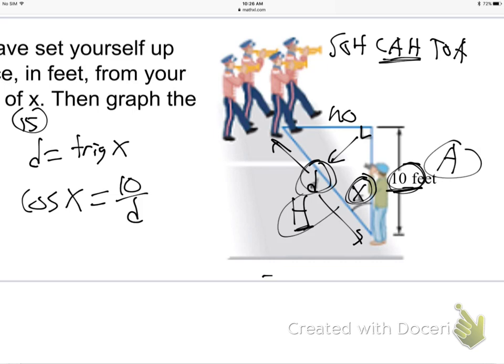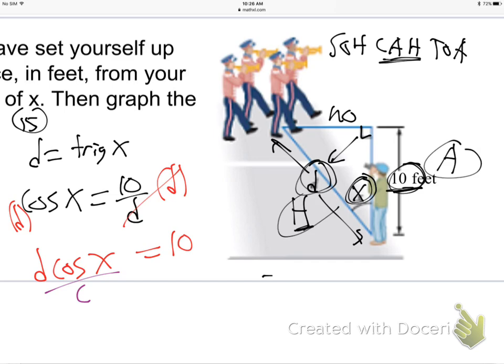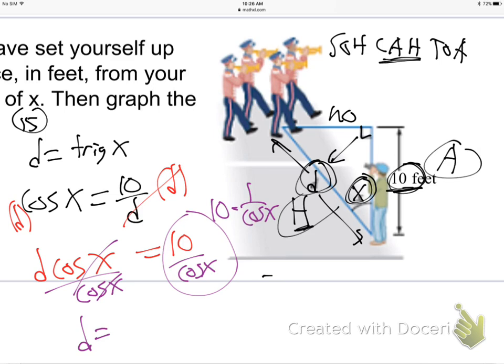Now, how do you solve that for D? Multiply by D on both sides. It cancels here, and I get D cos X is 10. Good so far? I just multiplied both sides by D, canceled it on the one side, and it's on the other side now. How do you finish getting D alone? We've got to divide by the cosine. Boom, D's alone. Now, you can leave it this way, that's true, but that's the same thing as 10 times 1 over cosine, right? 10 over cosine, 10 times 1 over cosine, same thing.